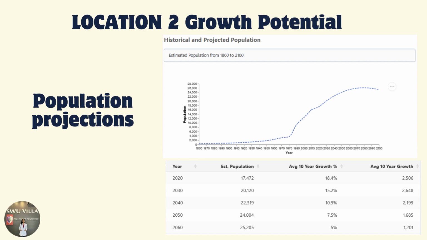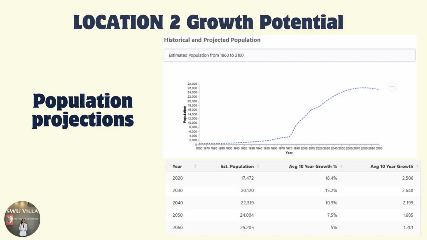22,319 with an average 10-year growth percent of 10.9%, which is equivalent to 2,199. In 2050, the estimated population was 24,004 with an average 10-year growth percent of 7.5%, which is equivalent to 1,685. In 2060, the estimated population was 25,205 with an average 10-year growth percent of 5%, which is equivalent to 1,201.